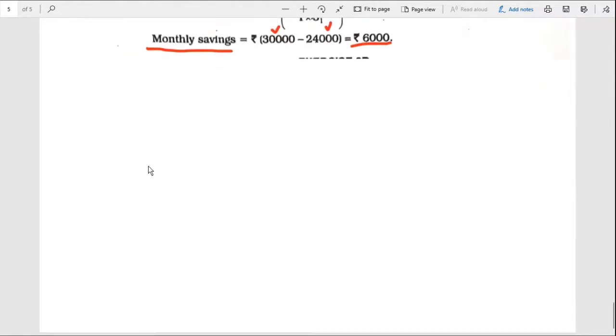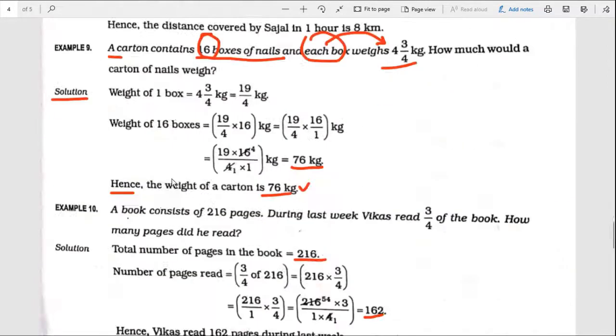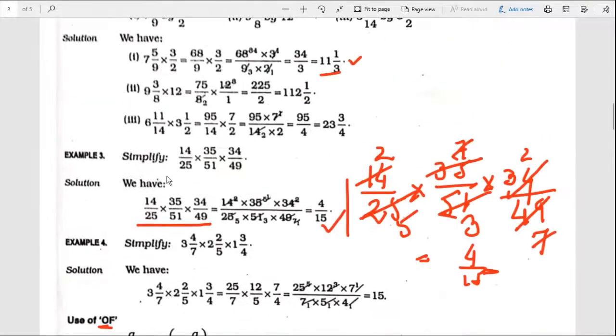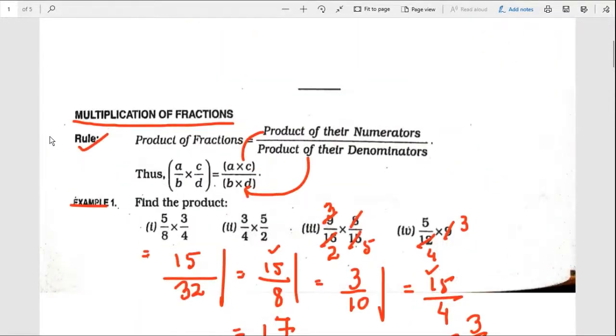Thus, this chapter is completed. In your book, multiplication of fractions, the next exercise in this chapter totally depends on the same pattern, and all questions will be solved by this rule. You have to solve all the examples first, then do the exercise.